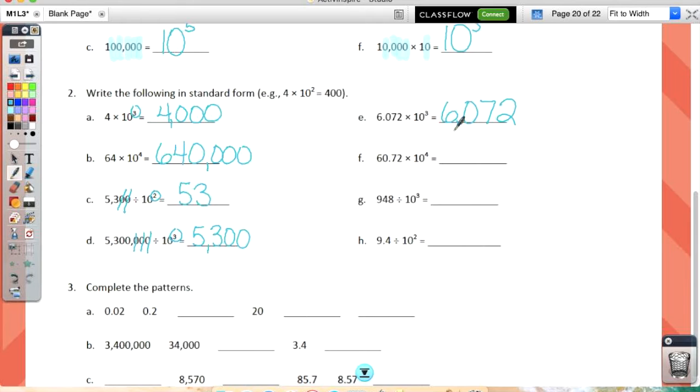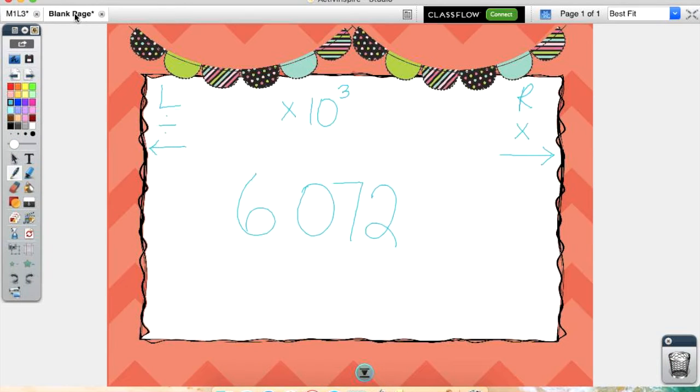Okay? All right. So again, the decimal trick. This time it's 10 to the 4th power. So is it 60.72? Yeah. All right. 60.72, and it's 10 to the 4th power. So get your blank page ready to go.